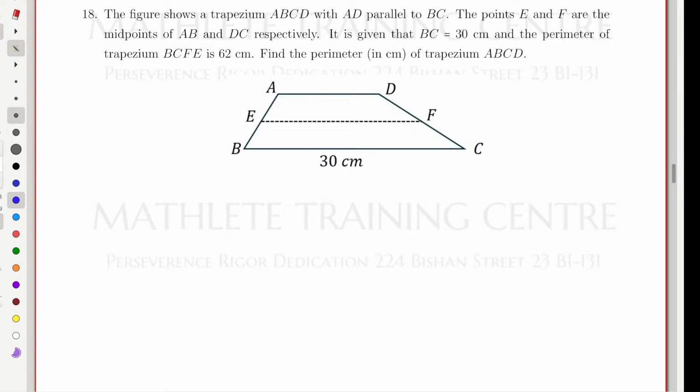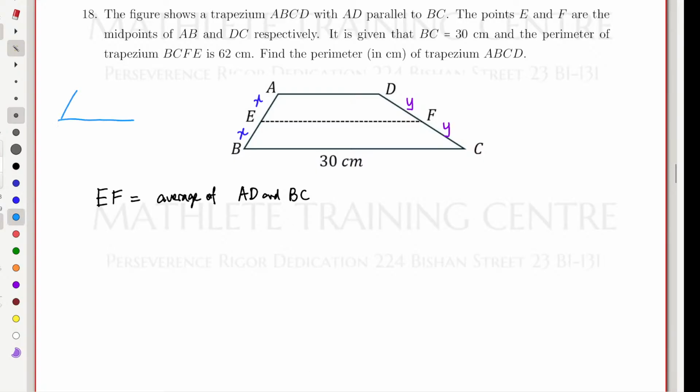Now, the way we can do this question is that we can label the same parts with the same letter. E on the left-hand side is the midpoint, so let's label both of these as X. F on the right side is the midpoint, so let's label both of these as Y. Now, one other thing we can tell from this diagram is that the line EF is actually going to be the average of AD and BC. Why is EF the average of AD and BC? This is a fact that's generally true for trapeziums.